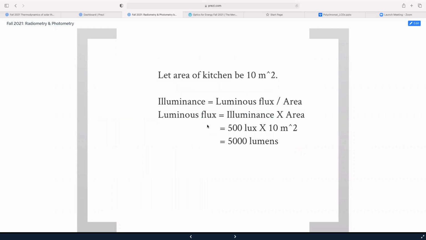So let the area of the kitchen be 10 meters squared, whatever, some simple number. Illuminance is luminous flux divided by area. So luminous flux is simply illuminance multiplied by area. Illuminance is 500 lux. I know that. The area is 10. So I get 5,000 lumens. Now, this is highly simplistic because I'm assuming that it's completely uniform, which is, of course, not the case, as we will see shortly. But again, I just want you to think about the units and the measured quantities.